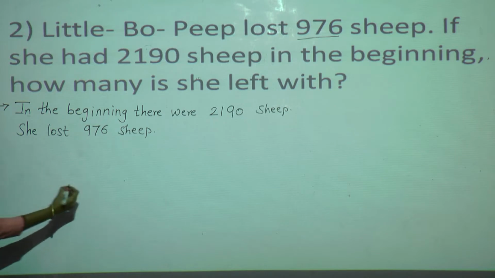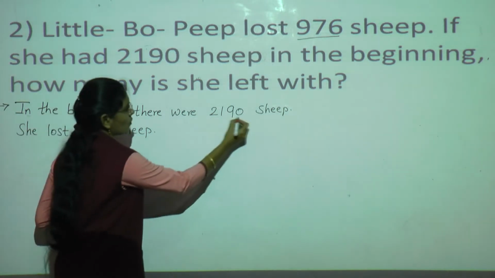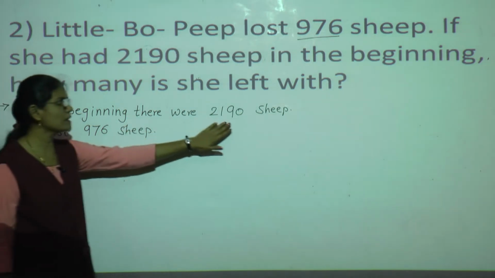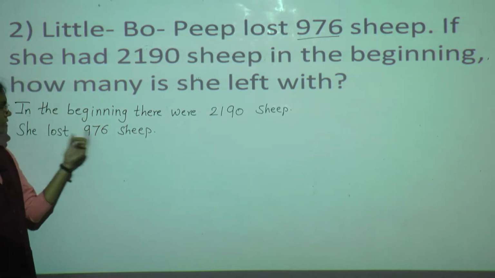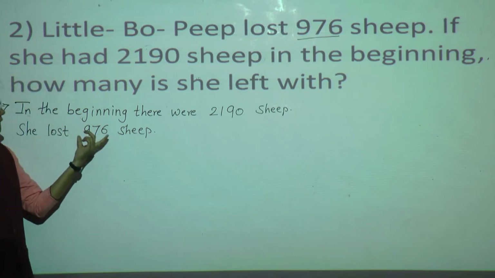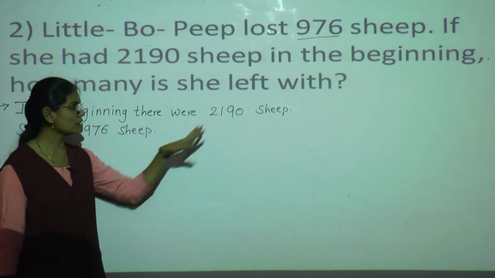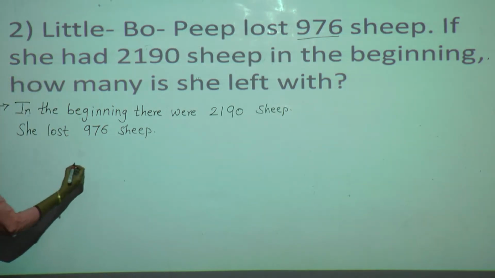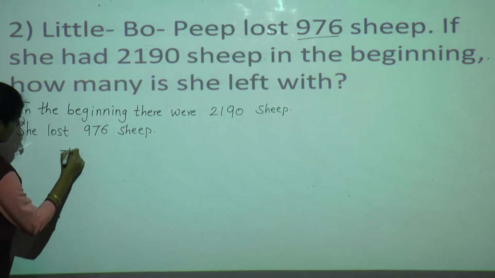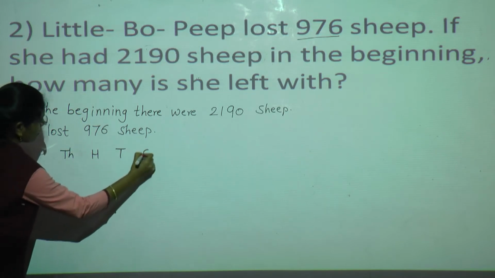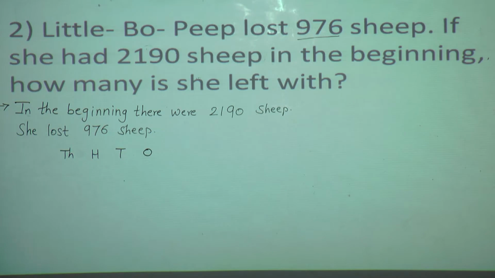For that, what will we do? See, this number is a 4-digit number, 2190. And the other number is 976, which is a 3-digit number. Yes, and a 3-digit number is always smaller than a 4-digit number. So we will do the subtraction now. Put the place value chart, thousands, hundreds, tens and ones. Now first, in the beginning, how many sheep were there?